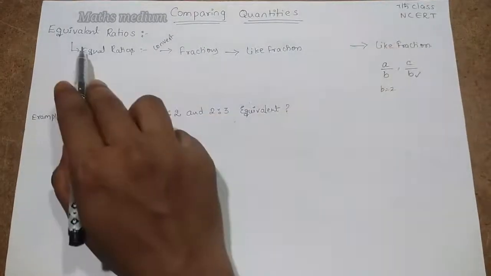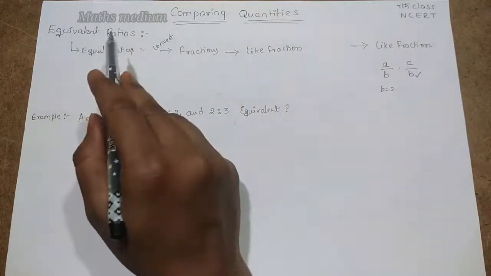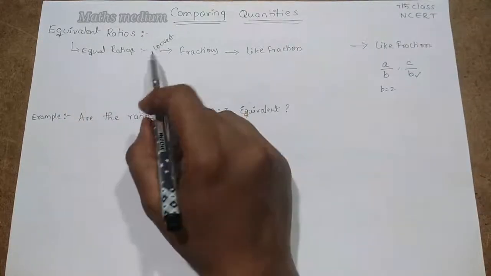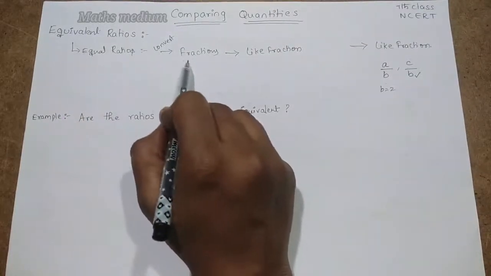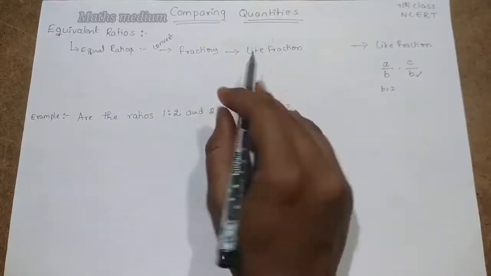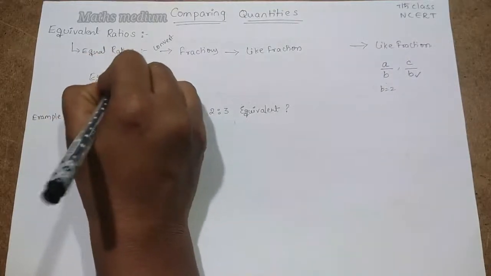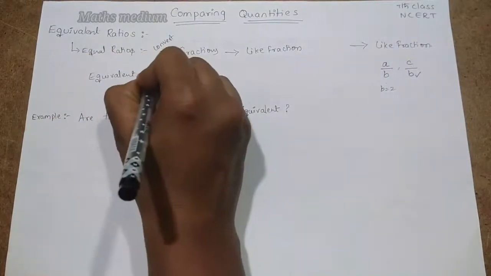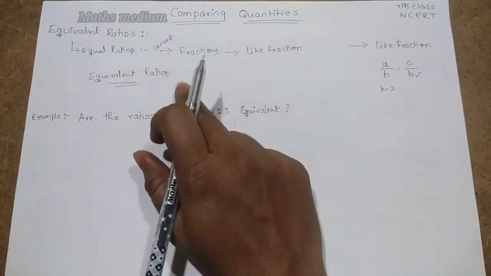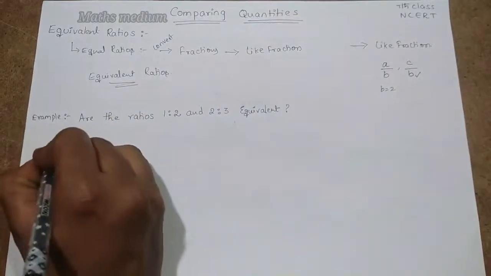So here, only one thing for equivalent ratios. In order to find whether different ratios are equal or not, we have to take the ratios and convert them into fractions, that also like fractions. Then only we can tell whether they are equivalent fractions, equal or not. That is the main theme of this topic. This topic is much easier to solve. So let's take an example problem.